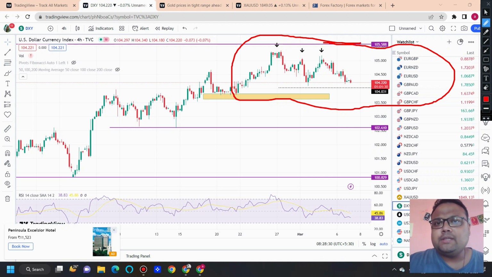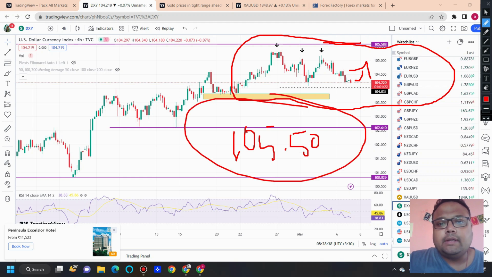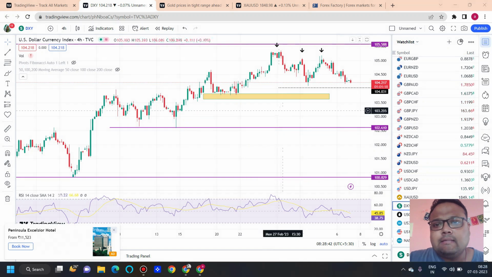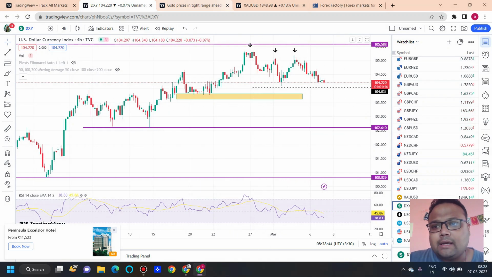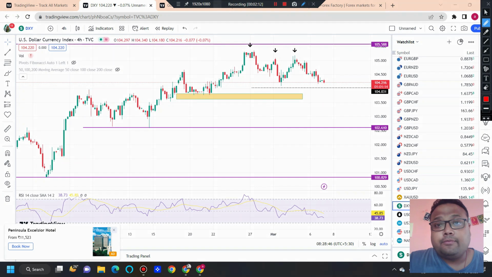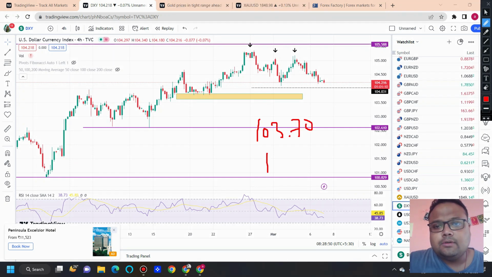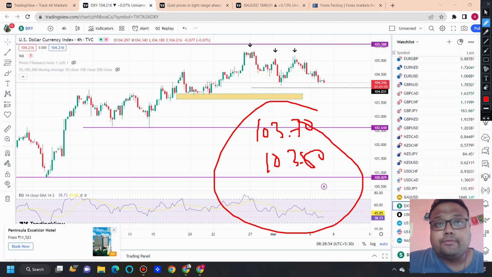So after the speech, if DXY starts going up, then 105.50 will be the next resistance. Okay, and in case market drops, then the first support will be 103.70 to 103.80. This is the first support.